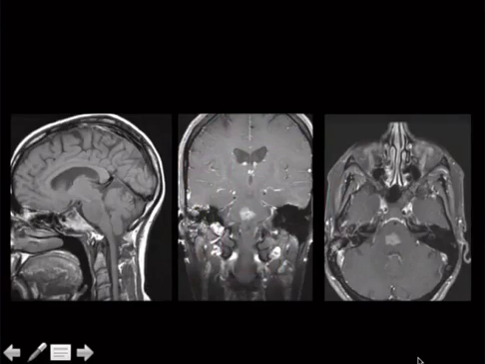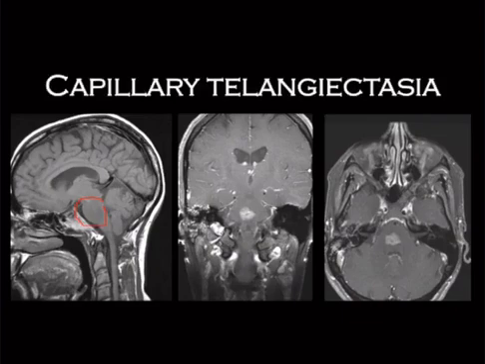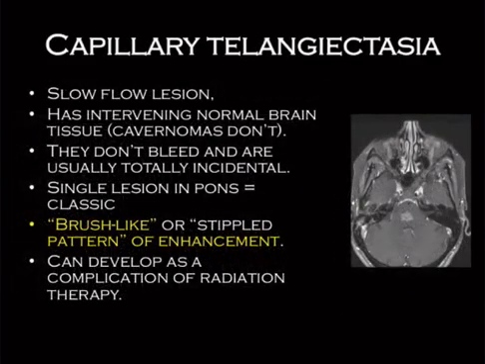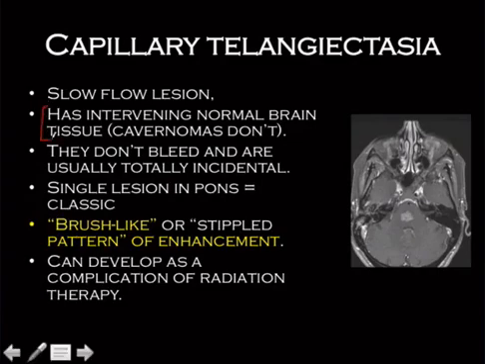All right, another kind of low-flow venous malformation. This time it's centered in the pons. So I say venous malformation in the pons, you say capillary telangiectasia. This is a classic location. It's supposed to look like a paintbrush, brushed on. It does have normal intervening brain tissue. Cavernomas don't. That's a distinction. Anytime you have something like that, it makes for a good distractor. They also tend to not bleed ever. They're totally incidental, and they can occur as a complication of total brain radiation or scalp radiation.